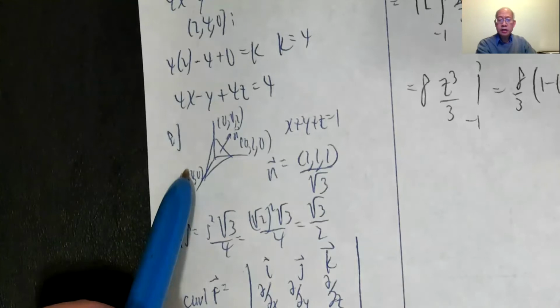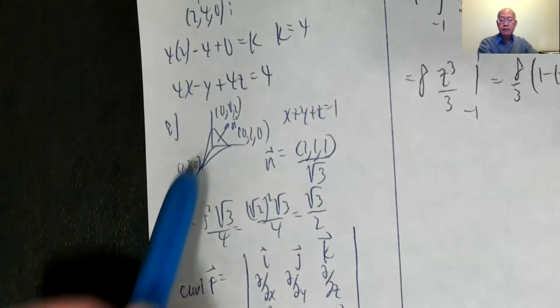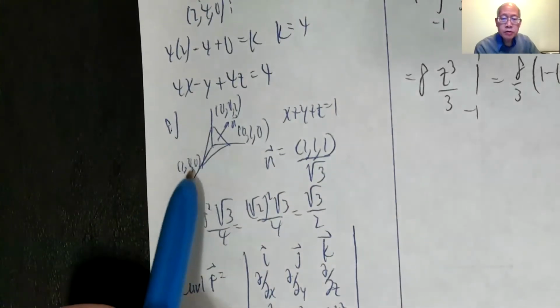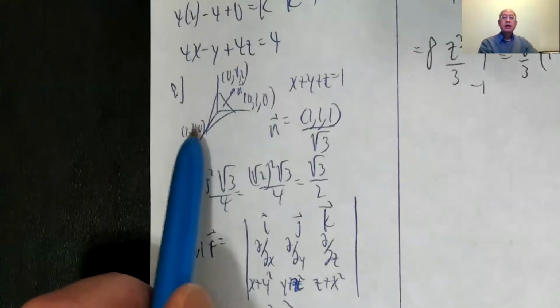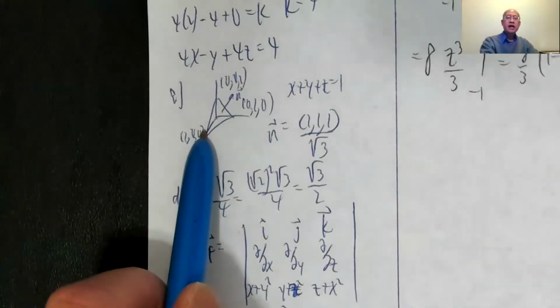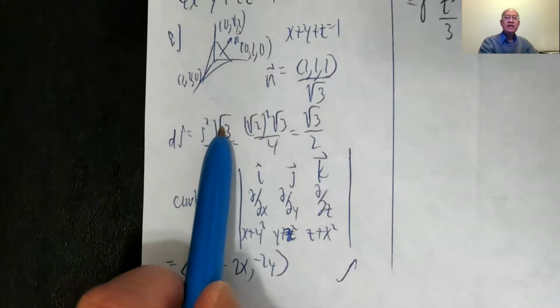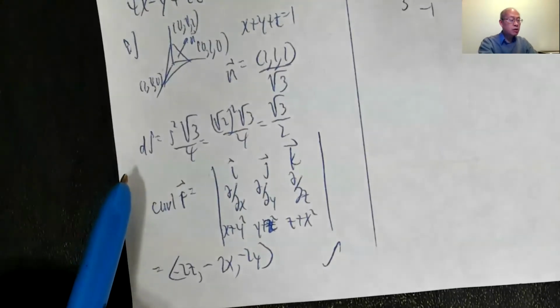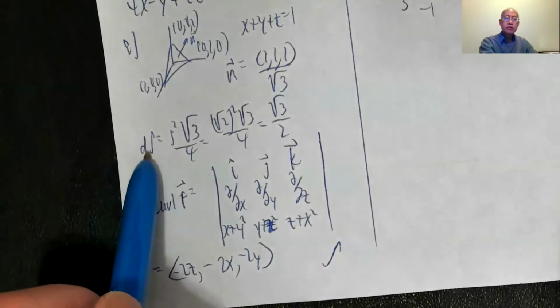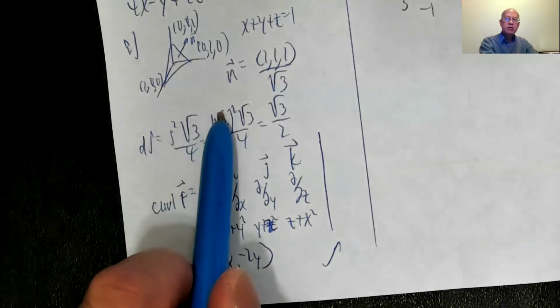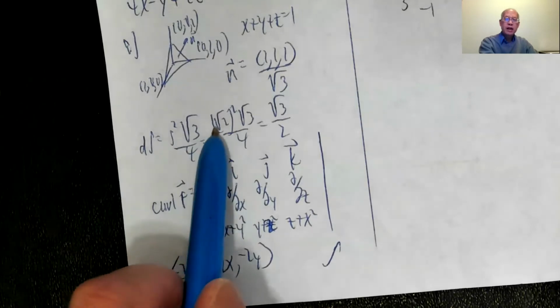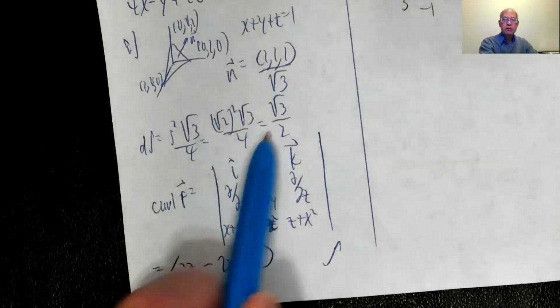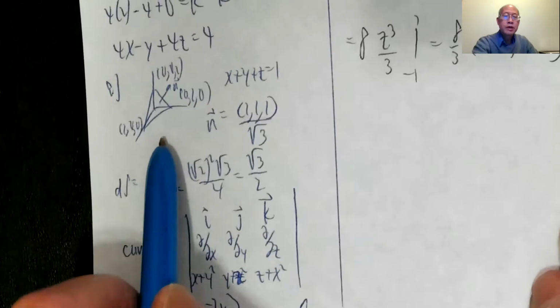Number 9, it does say clockwise orientation. I have to keep that in mind. So the vertices are 1, 0, 0, 0, 1, 0, 0, 0, 1. This gives you an equilateral triangle where each side is radical 2. That means dS, the area of that. The formula for the area of an equilateral triangle is s squared radical 3 over 4. So dS is radical 2 squared radical 3 over 4. That's 2 divided by 4, or radical 3 over 2 is my dS.